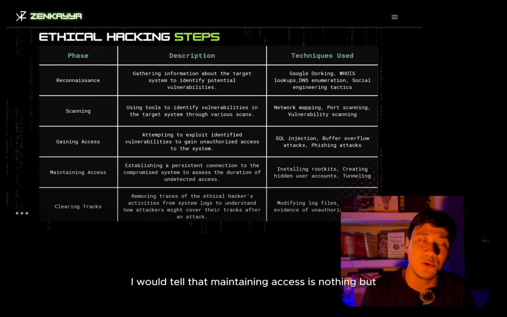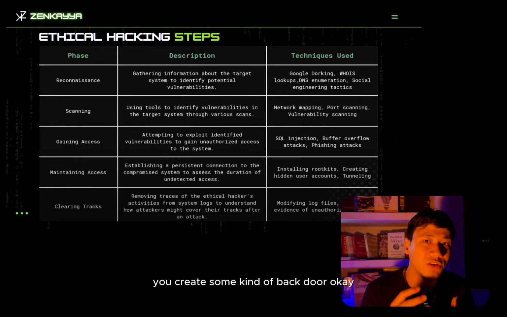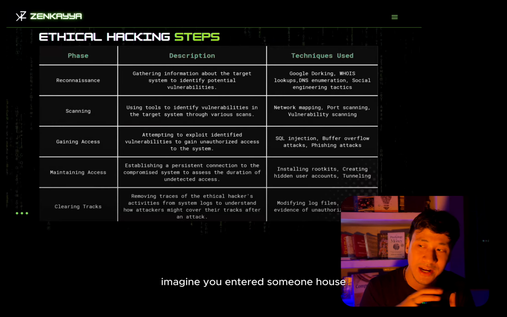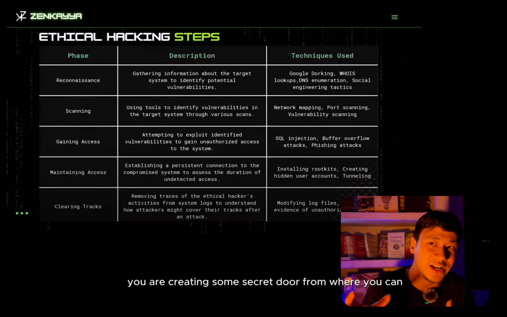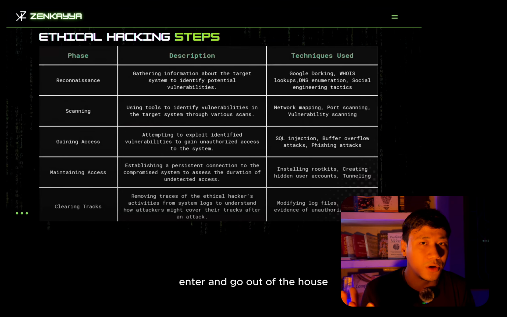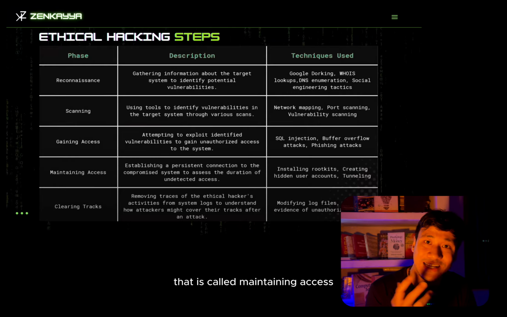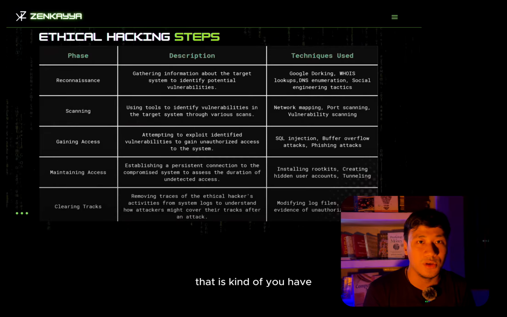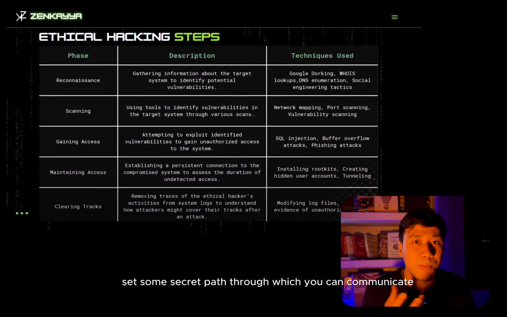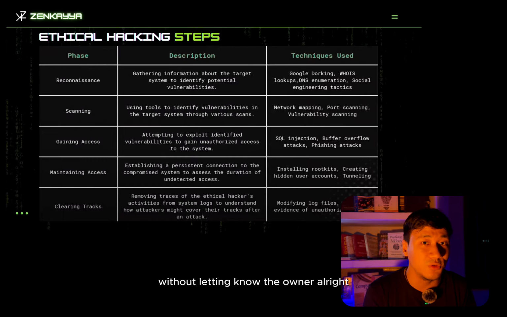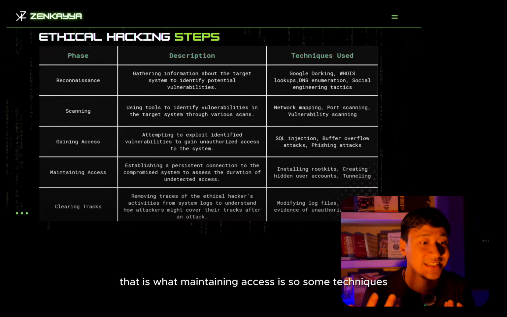In simple words, maintaining access is nothing but creating some kind of backdoor. Imagine you entered someone's house. Now you create a secret door from where you can enter and go out of the house secretly, without being known by the homeowner. That is called maintaining access. You have set up a secret path through which you can communicate without letting the owner know. That is what maintaining access is.